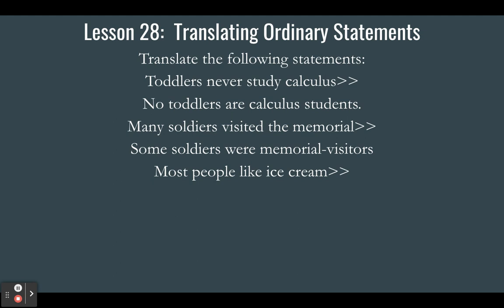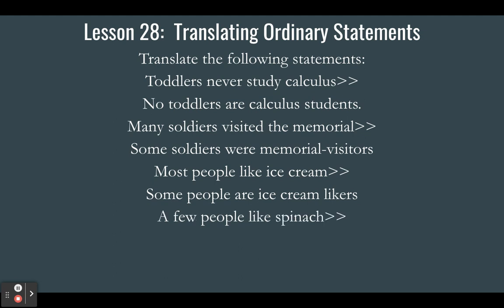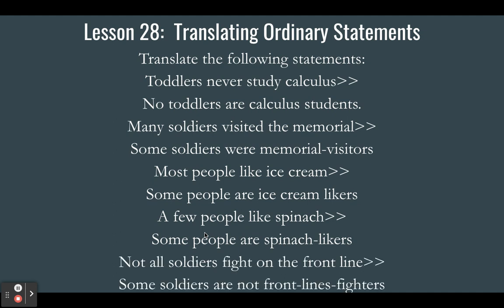Most people like ice cream. Again, that's a particular claim, and it's an affirmative claim. So some people are ice cream likers. The other people are crazy because ice cream's amazing. Next, a few people like spinach. Now, here are these weirdos. This is probably the people who don't like ice cream. They're the people who do like spinach. That's probably what I suspect. So some people are spinach likers.